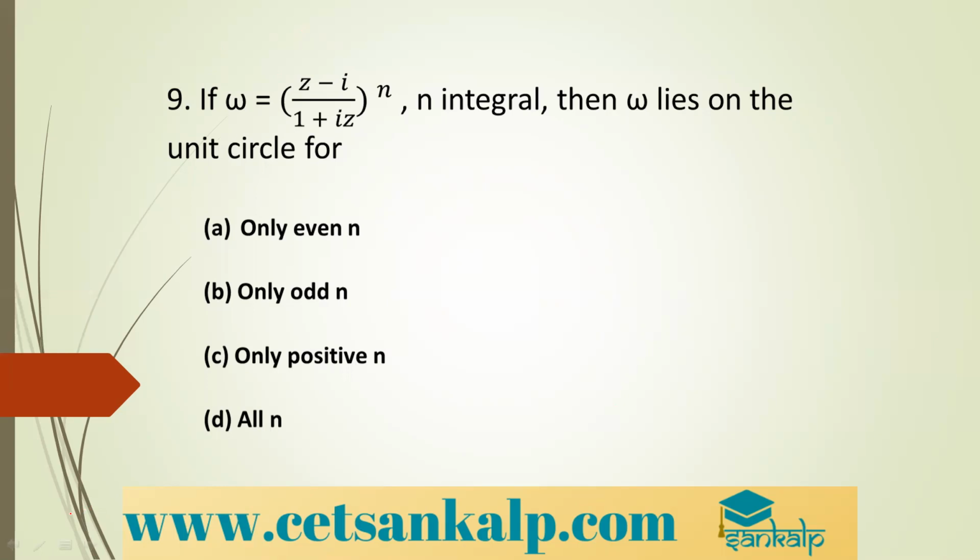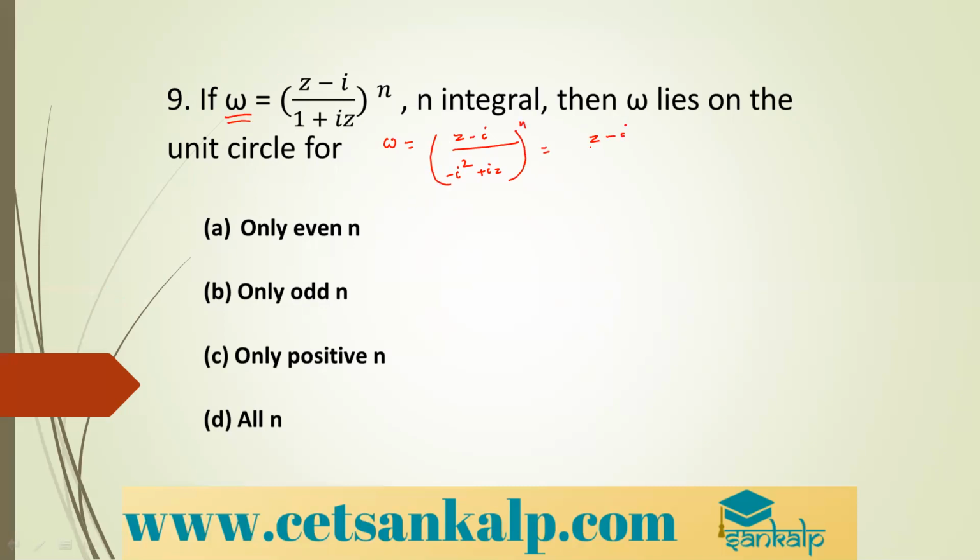So first I have to take this omega. It is actually not omega here. So you must recognize it is not omega. It is just a complex number W. So this complex number W, I can write it as z minus i. In the bottom, 1 I will write as minus i square plus iz. And then I'll write whole power n same.